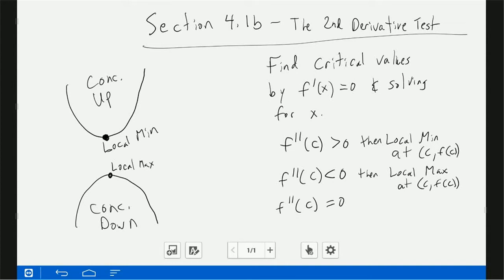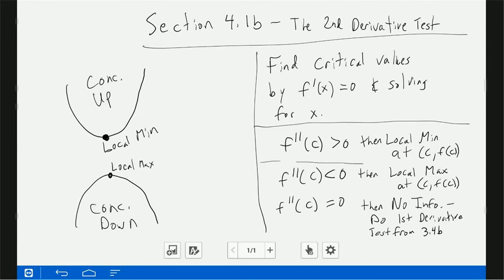The one bad thing about this shortcut is occasionally the second derivative at the critical value will end up equaling 0, which again is neither positive nor negative. When that happens, you can't tell if you have a max, a min, or neither one. So you'd have to go back and do the first derivative test anyway. Again, we did that in section 3.4b. That was on the last test. So there's our second derivative test.